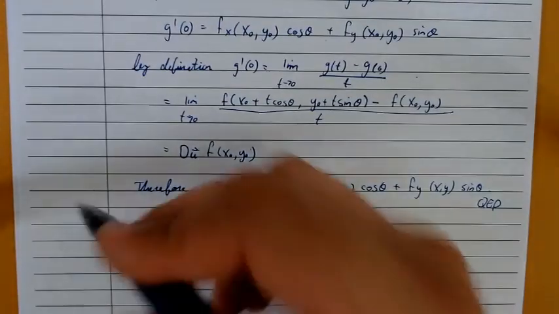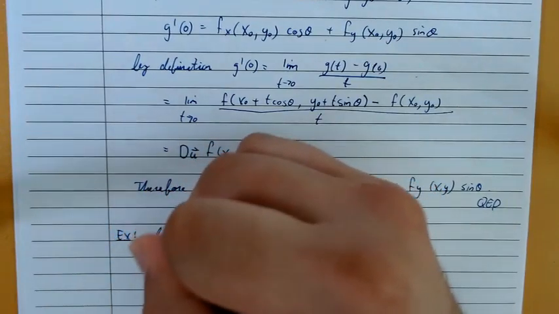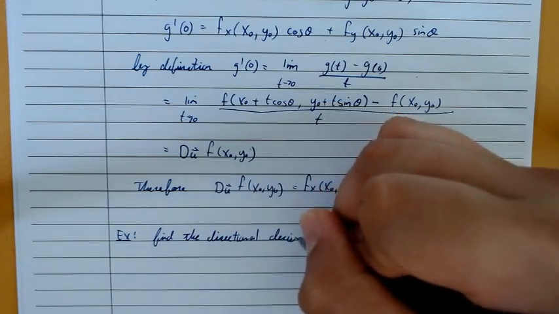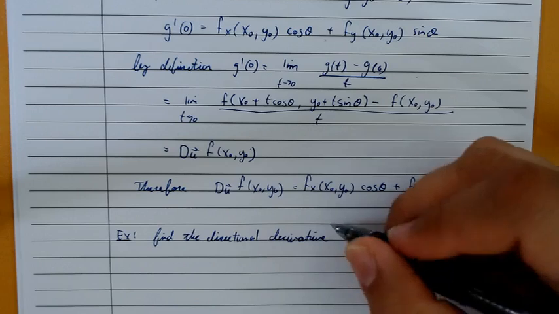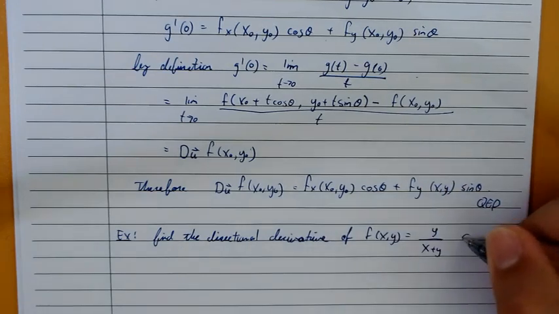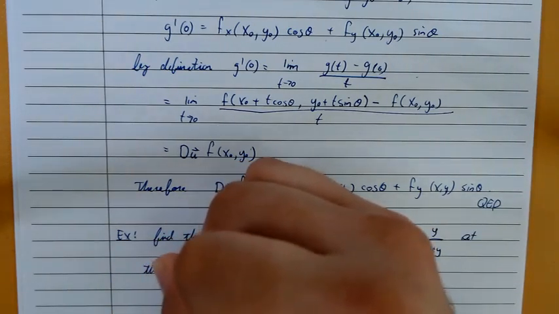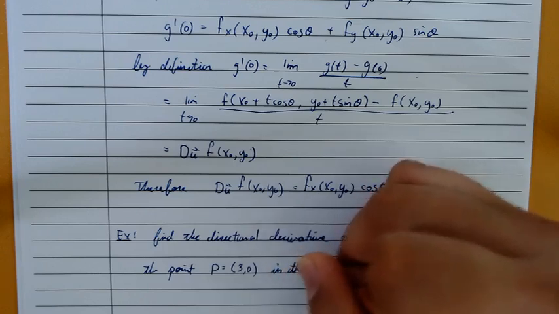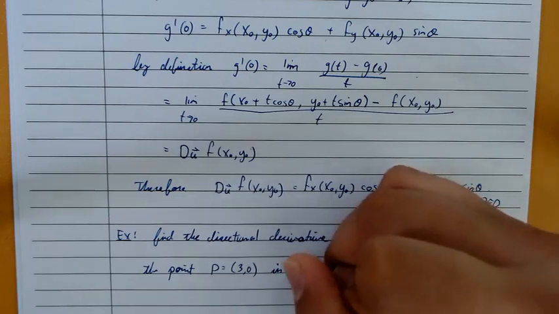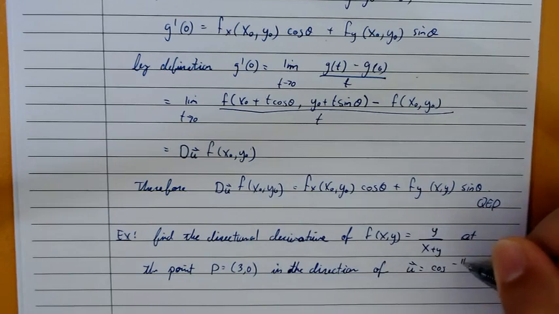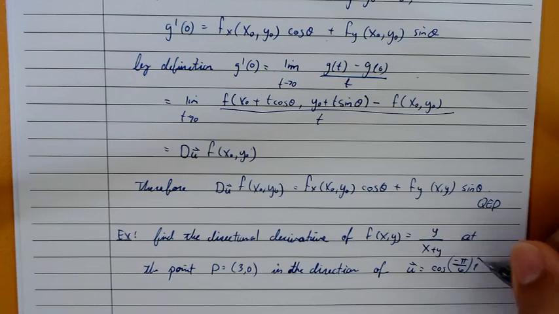All right, so let's take a look at an example of this. Let's find the directional derivative of the function f of x comma y equals y over x plus y at the point p equals 3 comma 0 in the direction of the vector u, which is cosine of negative pi over 6 i plus sine of negative pi over 6 j.